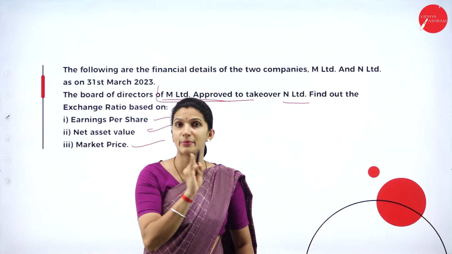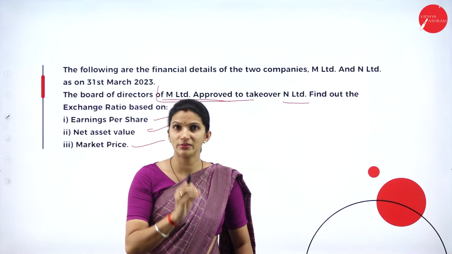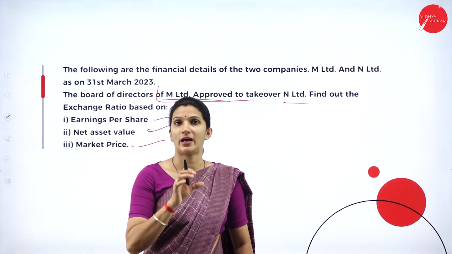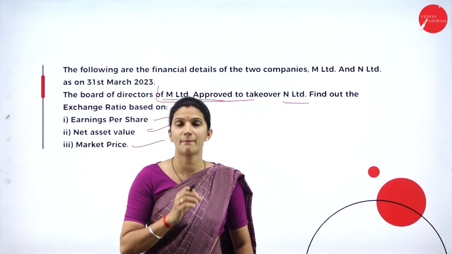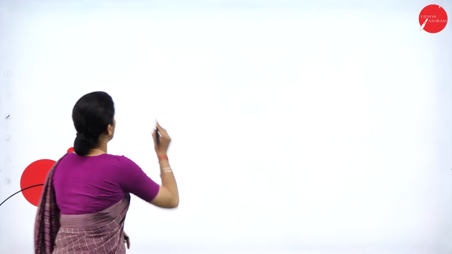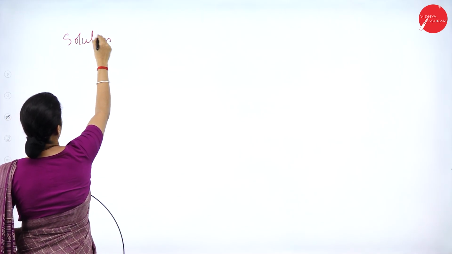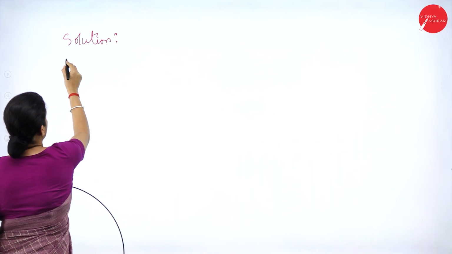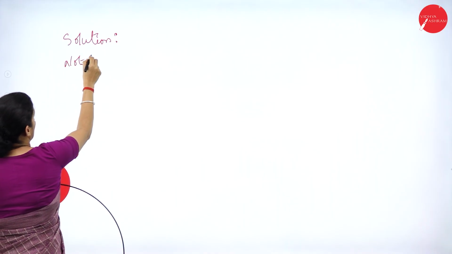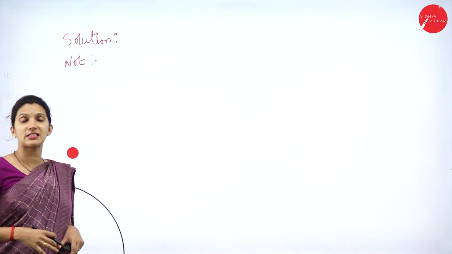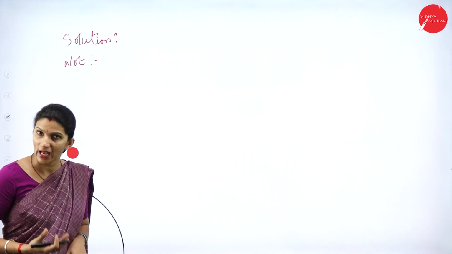Based on, one, it is by considering the EPS, second by considering the net asset value, and the third one by considering the market price. So first we'll see the solution part. So the solution. First we'll write a note. Note here means which company is acquiring and which company is the target company.